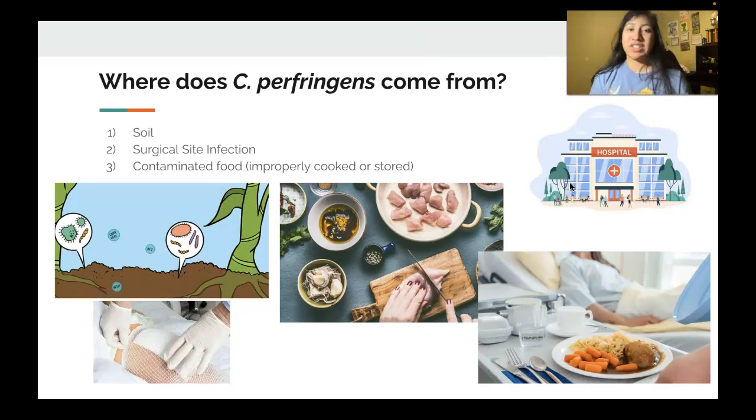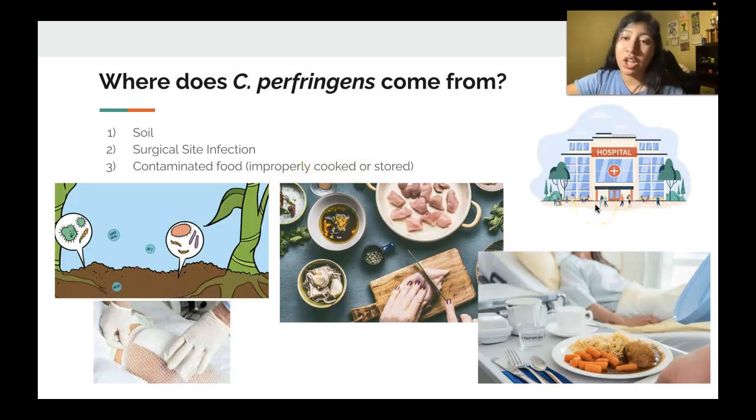So, where does Clostridium perfringens come from? No need to alarm, but it does come from the soil, or it is very common in the soil, but they don't like to stand on the surface of the soil because of the oxygen. So they're typically found deeper within the soil. They're also in most foods that are contaminated, so they're improperly cooked or stored.